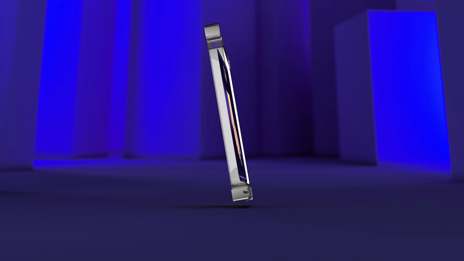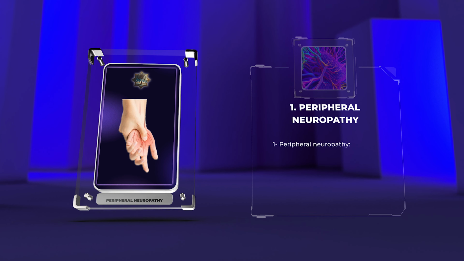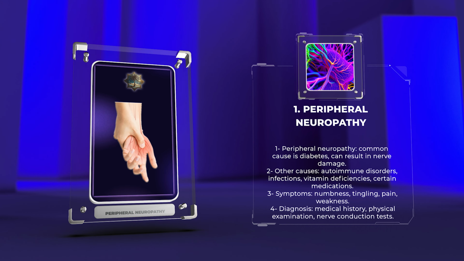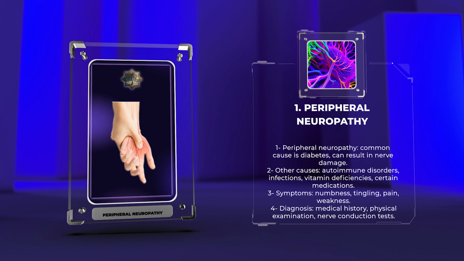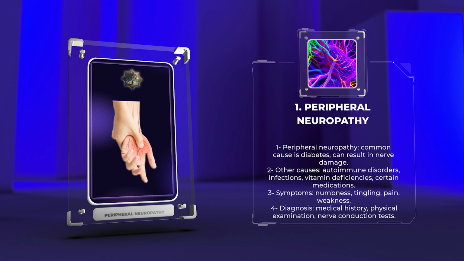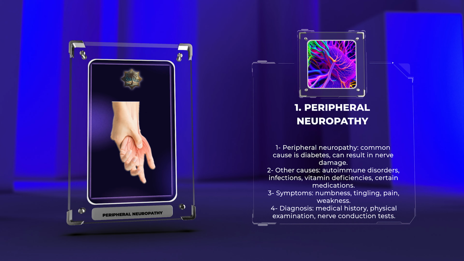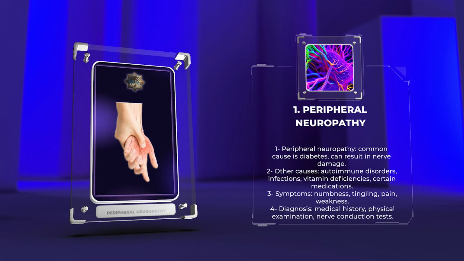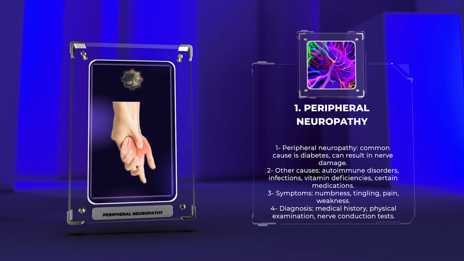One common cause of peripheral neuropathy is diabetes, which can result in nerve damage due to high blood sugar levels over time. Other causes include autoimmune disorders, infections, vitamin deficiencies, and certain medications. The symptoms of peripheral neuropathy can vary greatly, but often include numbness, tingling, pain, and weakness in the affected areas.